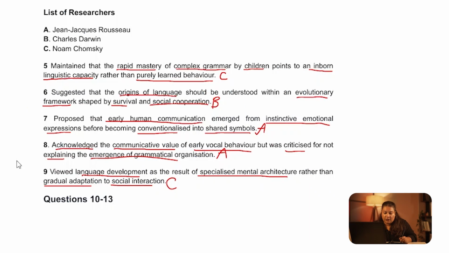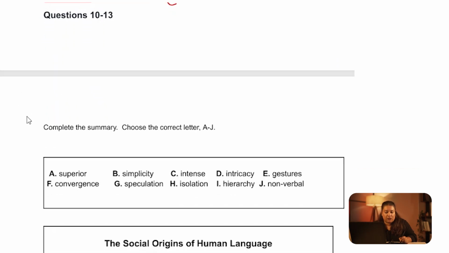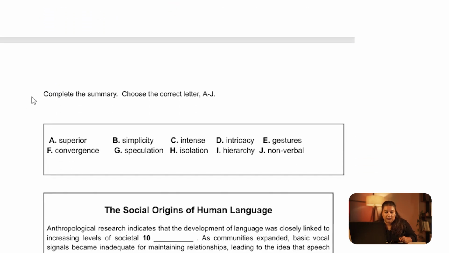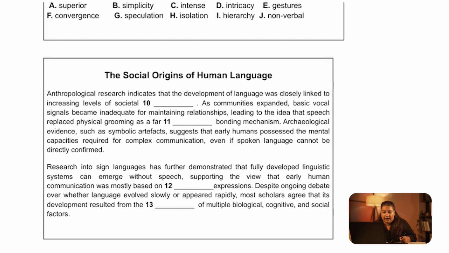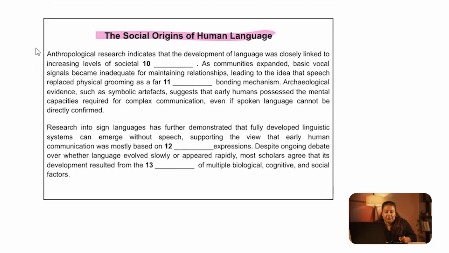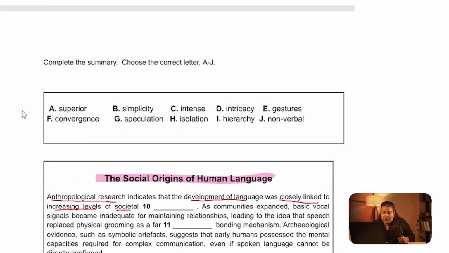Alright, so we have the last set of questions for passage 1, questions 10 to 13, and we have summary completion type of question. It says complete the summary and you have to choose the correct letter A to J. And the heading here states the social origins of human language. Let's look at question number 10. Anthropological research indicates that the development of language was closely linked to increasing levels of societal dash. So it is very important that we look before the blank what is there, because that's going to help us locate the answer quickly and also locate the correct answer. My keywords here include anthropological research, development of language, closely linked, increasing levels of societal dash. So primary keyword anthropological research, increasing levels of societal dash.